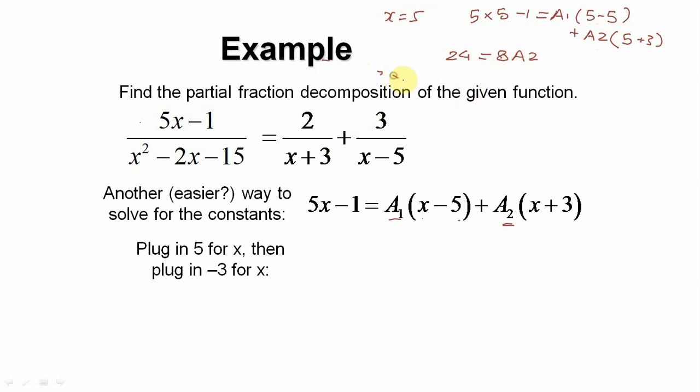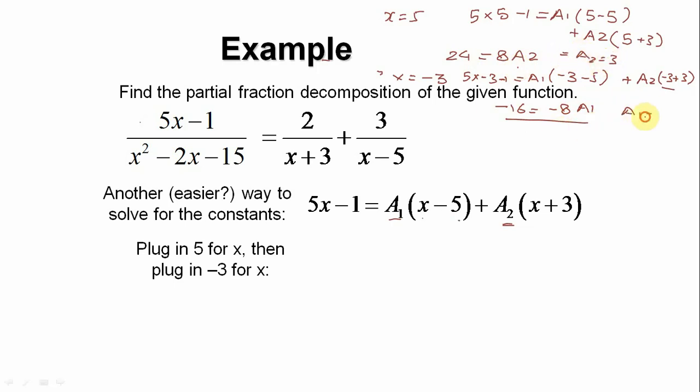Similarly, I can put x is equal to minus 3. When I put x is equal to minus 3, the equation becomes 5 multiplied by minus 3 minus 1 is equal to a1 into minus 3 minus 5 plus a2 into minus 3 plus 3. Once again, this will become 0. So now the equation becomes minus 16 is equal to minus 8a1. See these two equations. This is an equation only in a2, so this will directly give me a2 is equal to 3. And this equation can give me a1 is equal to 2.